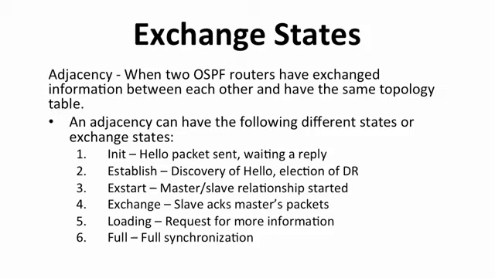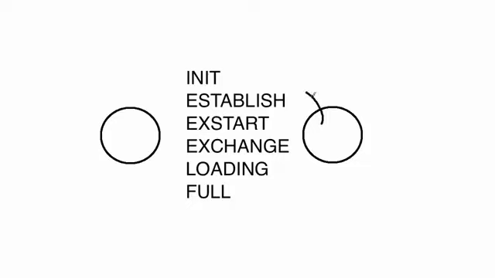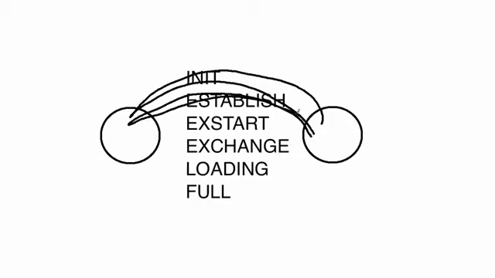The router with the higher router ID becomes the master and starts the exchange, and as such is the only router that can increment the sequence number. Then there's the exchange state, where the slave acknowledges the master's packets, and the information in this state is only LSA headers, and it describes the contents of the entire link state database. Then there's loading, where there's a request for more information. In this state, the actual exchange of link state information occurs. And then there's full synchronization, and in this state, routers are fully adjacent with one another.